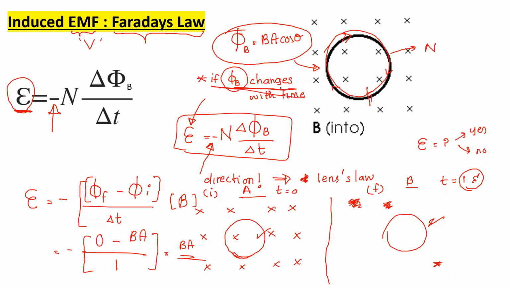So if there is a change of flux, whether it is decreasing, increasing, vanishing, anything, if your flux changes, then there is an EMF. So are we clear with that now? So that is what this equation is. Okay.